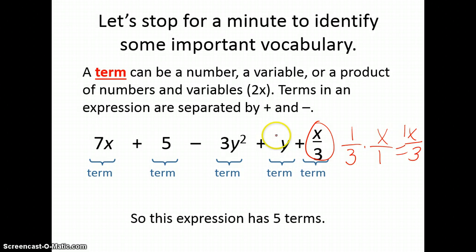Y does have a coefficient. It's a 1, but a variable that stands on its own is still a term. A number that stands on its own, or the constant in a problem, is considered its own term as well.